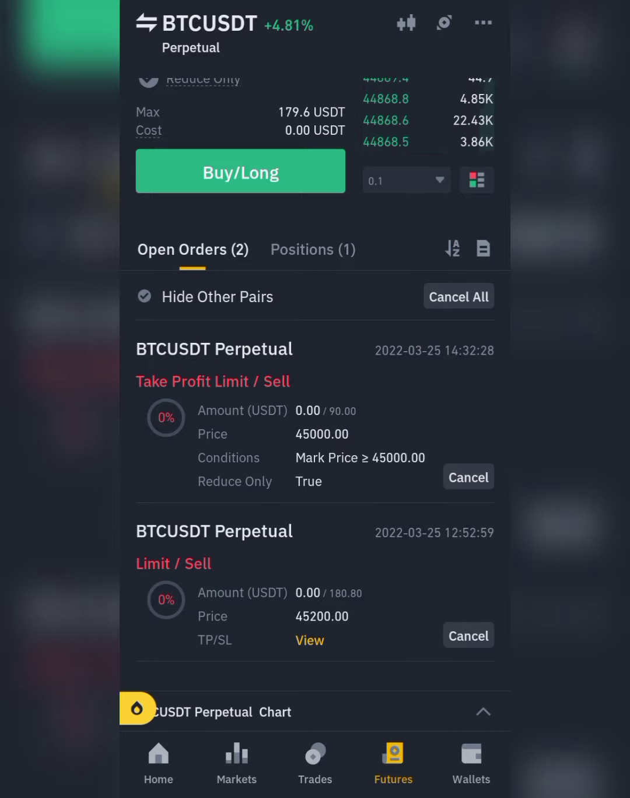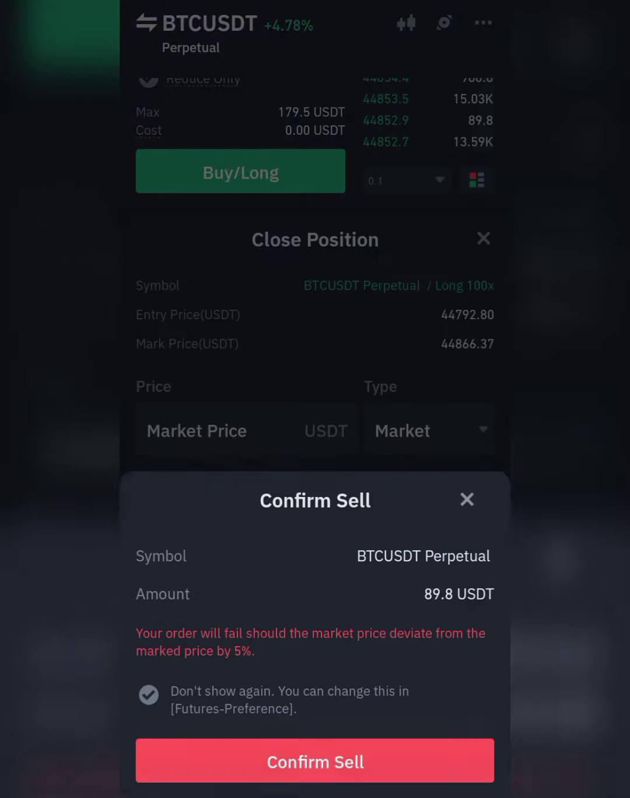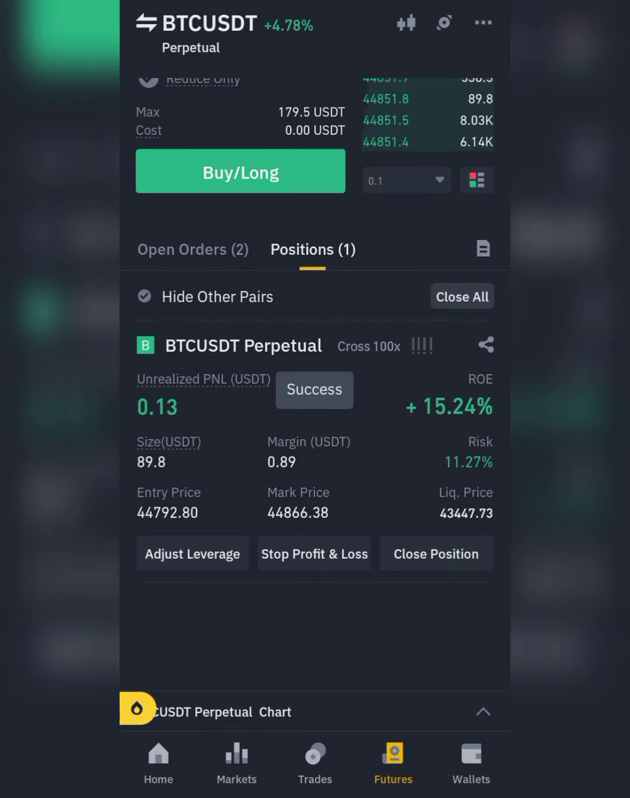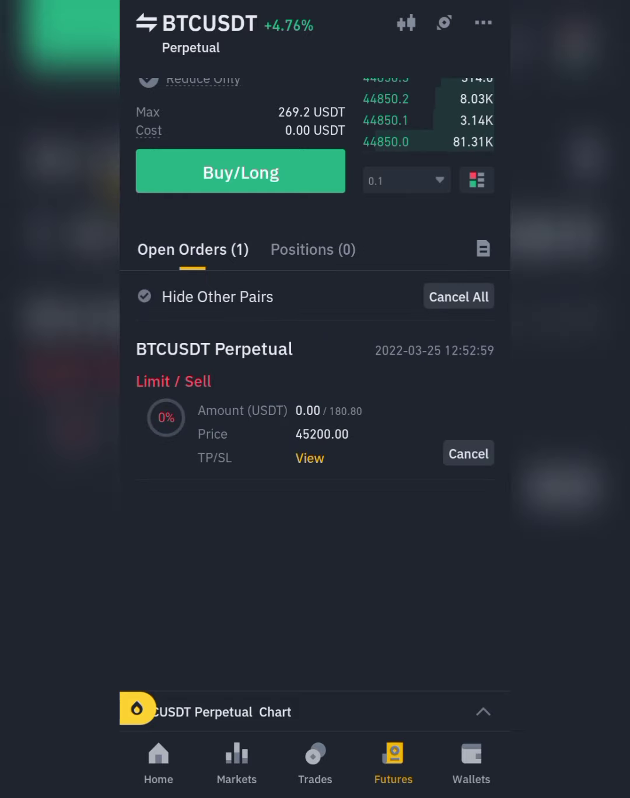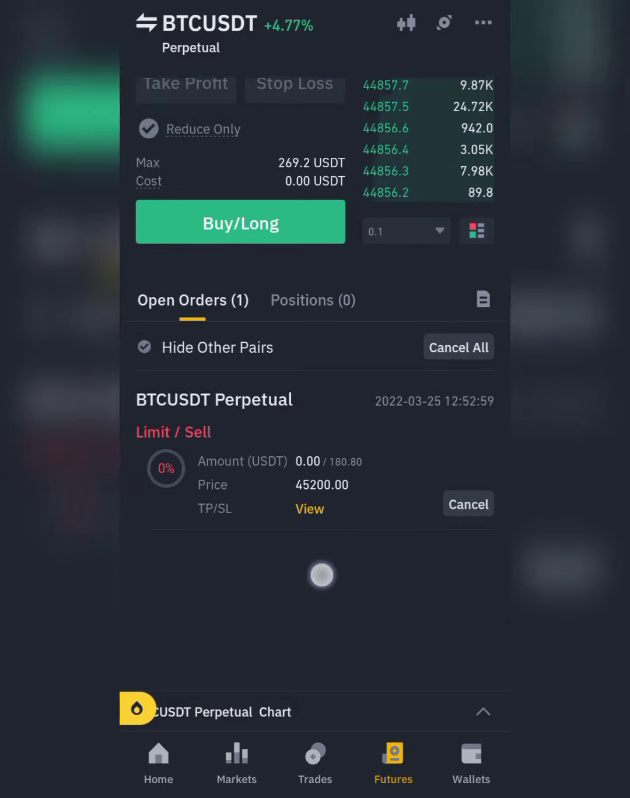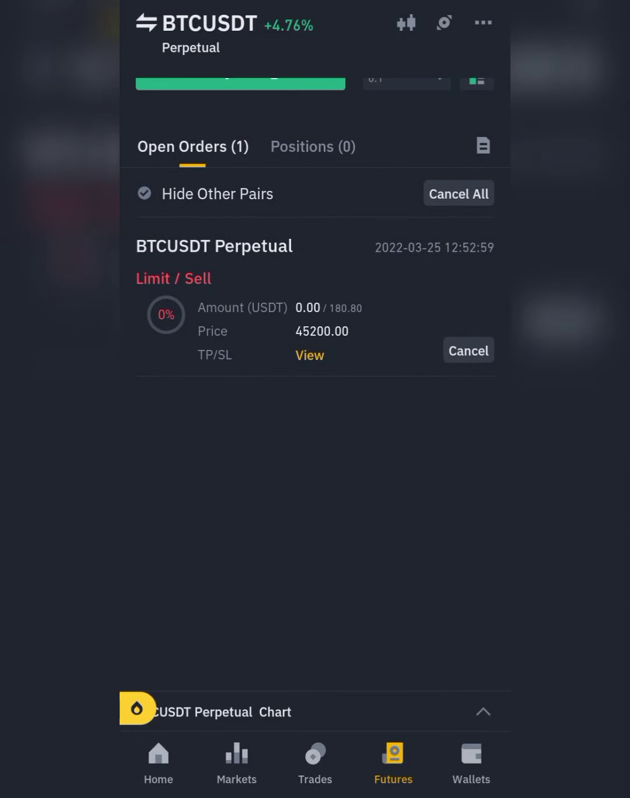Okay guys, let me cancel this position. I don't need it. I already made one cent. Let me cancel it. I'm not taking a trade now. Good. So I'm left with my last open order. I'm going to take a short position when BTC gets to 45,200. So that's why it's actually there. So you can set a limit, you can set a market order. It all depends on you and what you want to do.